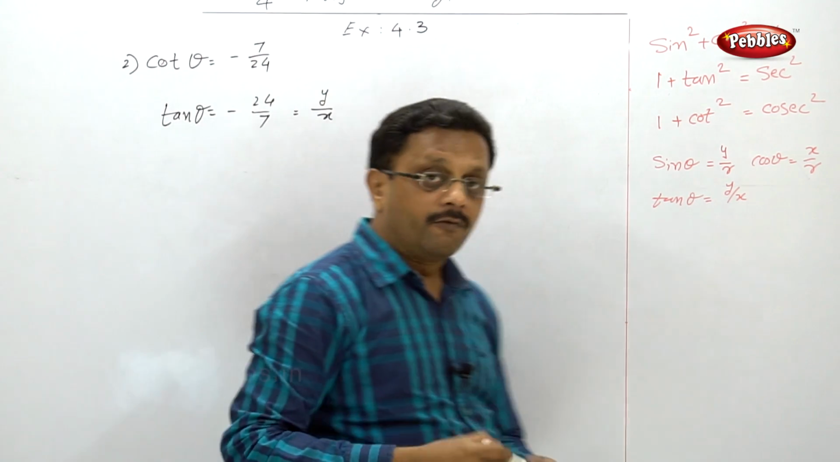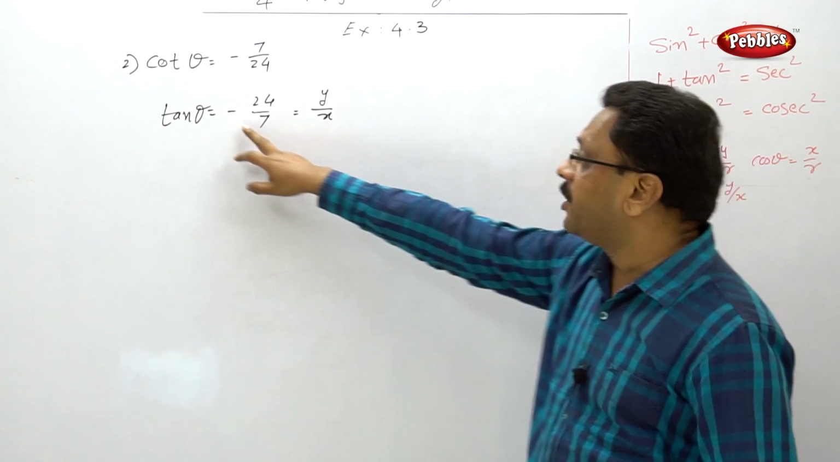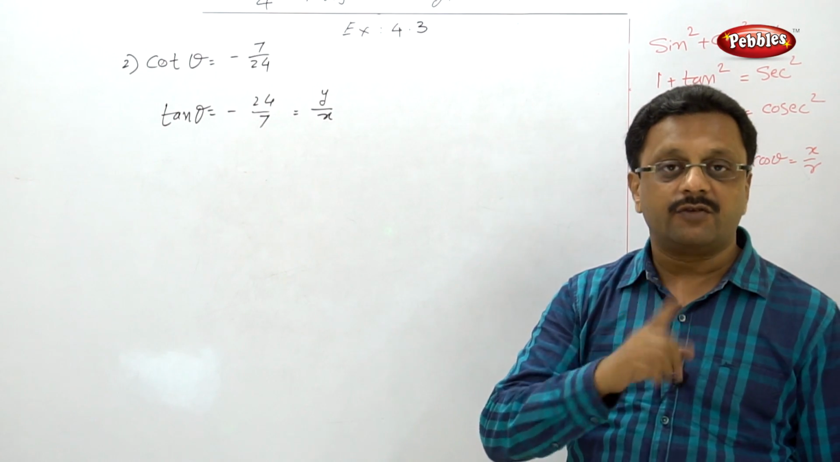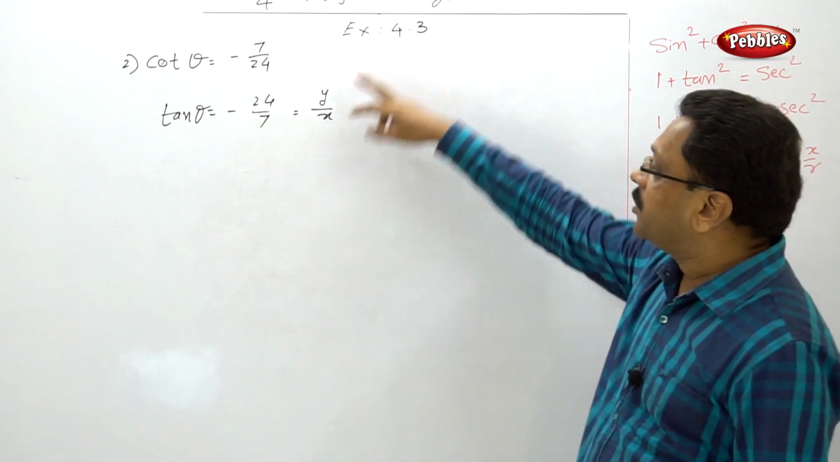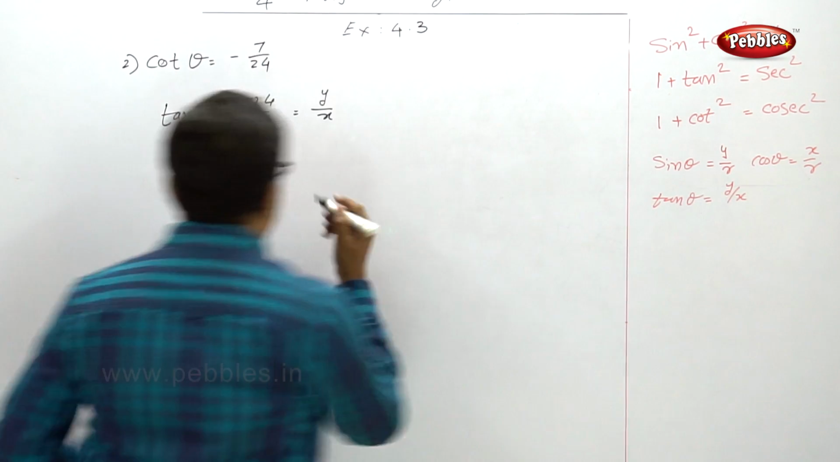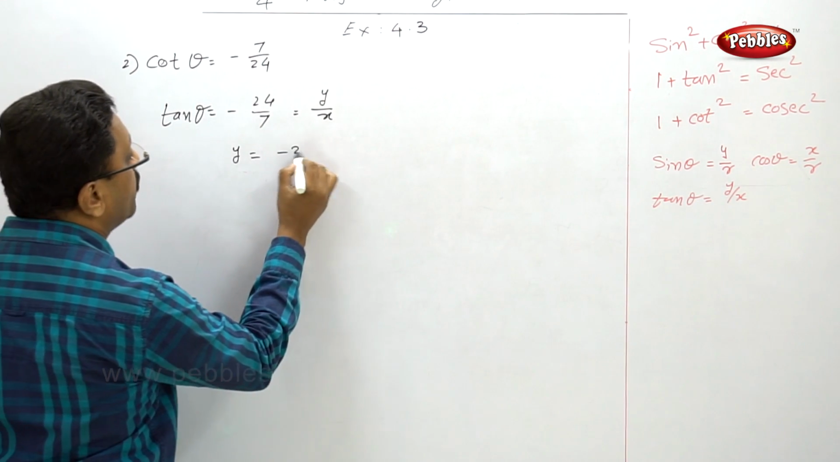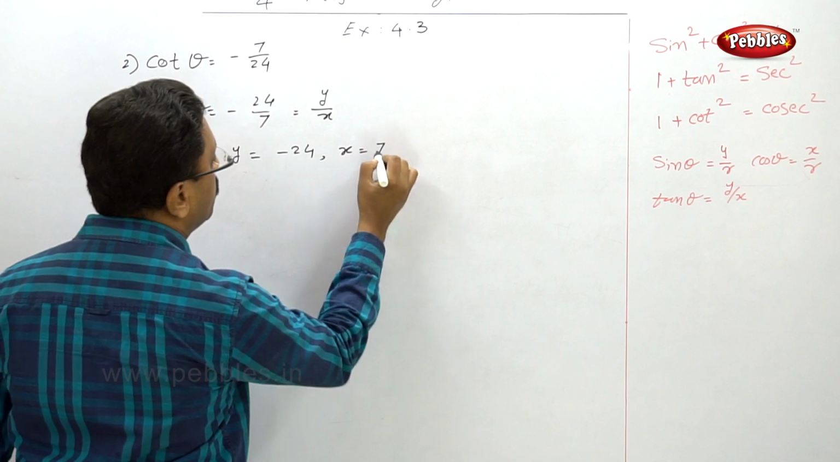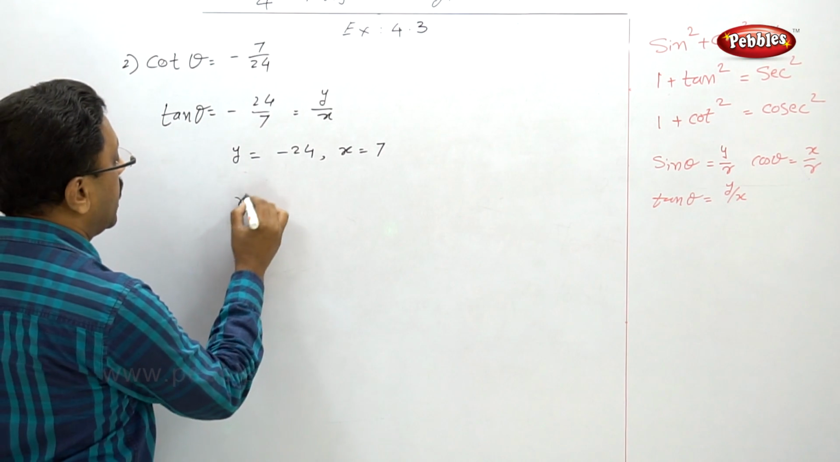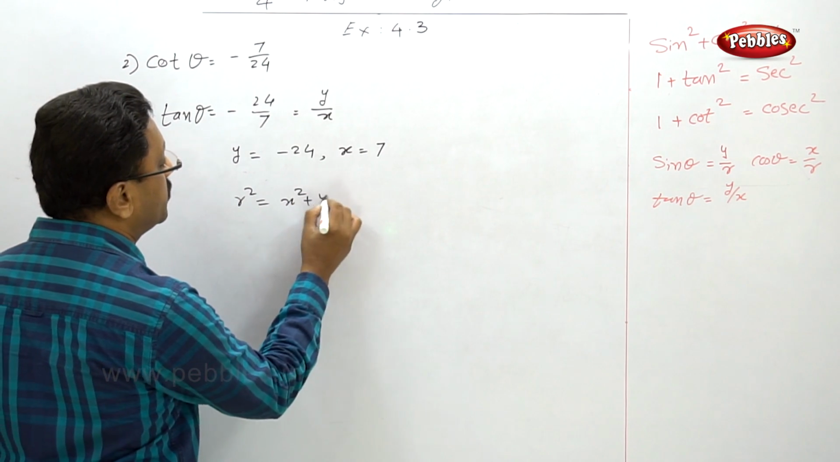Now either of the values is negative. They have given that this is in the fourth quadrant. That means y is negative and x is positive. So I will say that y is equal to minus 24, x is equal to 7. Now you can easily find the value of r, that is r square is equal to x square plus y square.